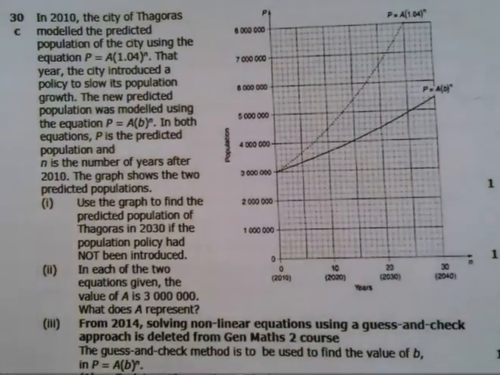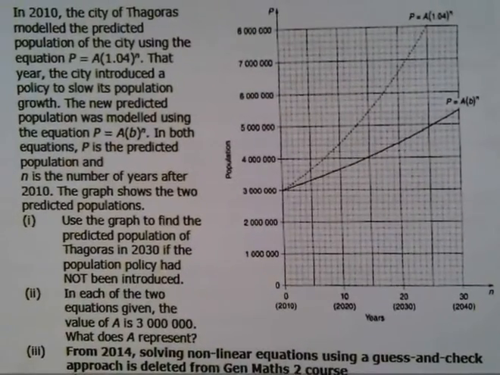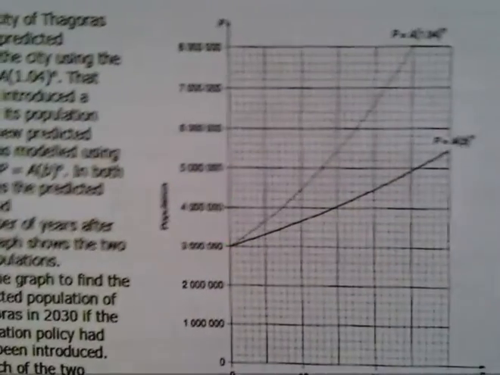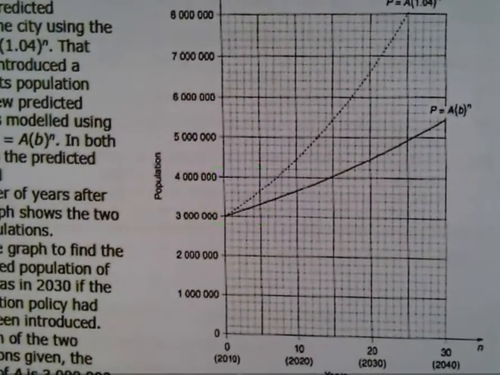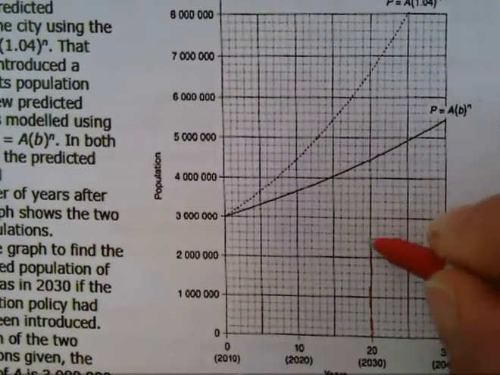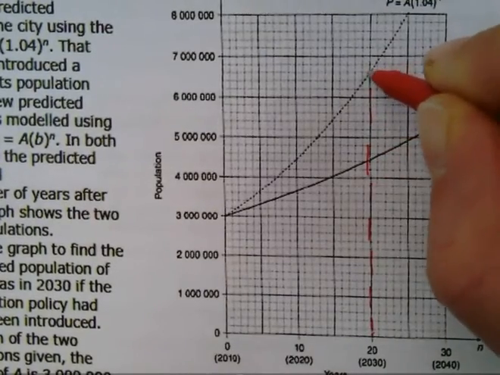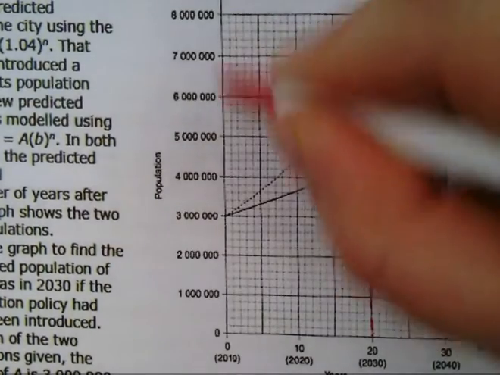Now the graph shows the two predicted populations. And the question says to use the graph to find the predicted population of Pythagoras in 2030 if the population policy had not been introduced. So we're looking at which graph? The dotted one or the other one? Dotted, 2030. And we come up and we go there. I think it's sitting on this. Look, to me it looks about halfway. What do you think? Or tell me what it's going up by.